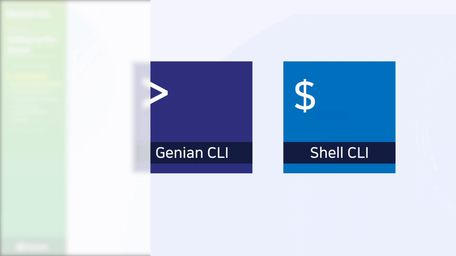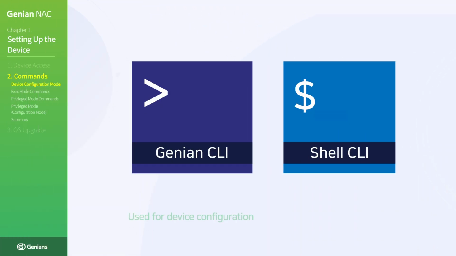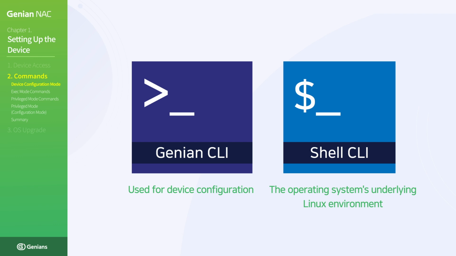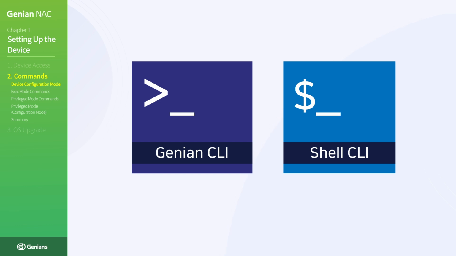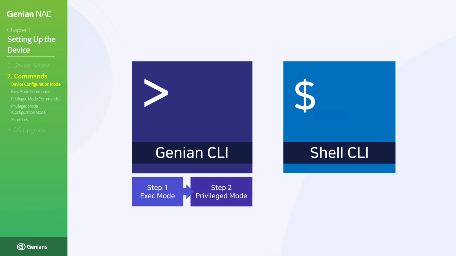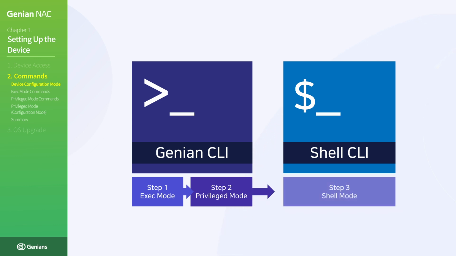The NAC product provides two types of CLI modes as follows: Genian CLI mode, used for device configuration; Embedded Linux CLI mode, the operating system's underlying Linux environment. The Genian CLI mode is further divided into Exec mode, for checking configurations; Privileged mode, for performing device configuration. The privileged mode includes a sub-mode called Configuration mode, which is categorized into Terminal mode, which applies configurations immediately; Batch mode, which applies configurations after the device is rebooted. To access the Linux shell mode, you must first enter the privileged mode and use a hidden command to switch modes.